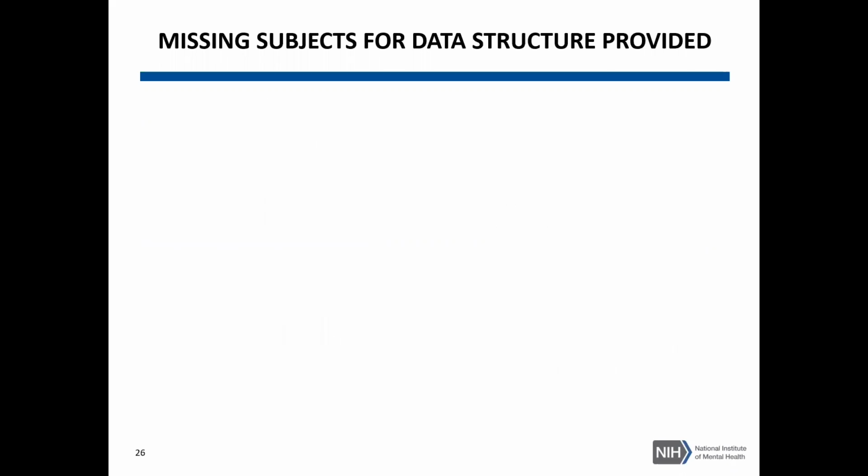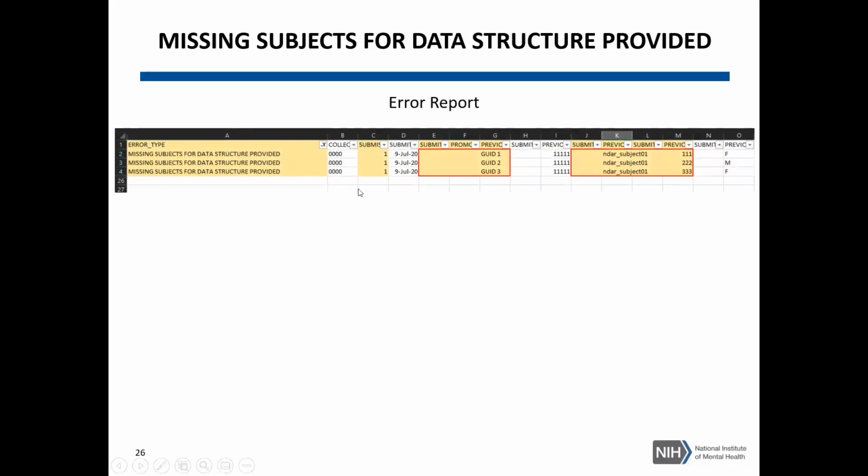How this may appear on your error report. So you will see here that for columns E through G, you see blanks in the GUID because there was no GUID. This subject is missing. But then in column G, in the previously submitted GUID, you see GUIDs 1, 2, and 3 are the missing subjects. You will also then see the previously submitted data structure was NDAR subject 01, but the missing subjects are not included. You can also see their source subject IDs were 111, 222, and 333. The submission ID being provided here is showing you the submission where it was provided, but the subjects are missing, so they are not in future submissions.